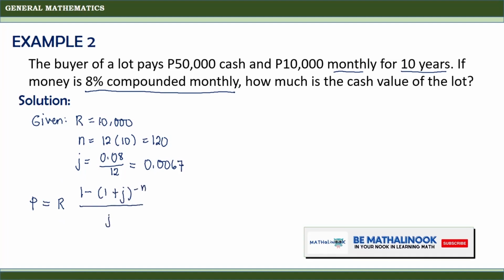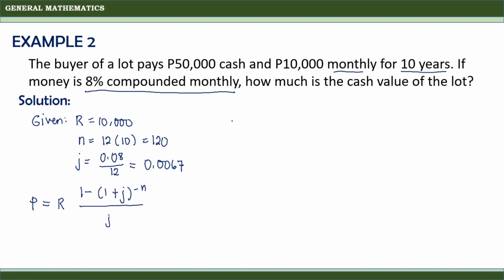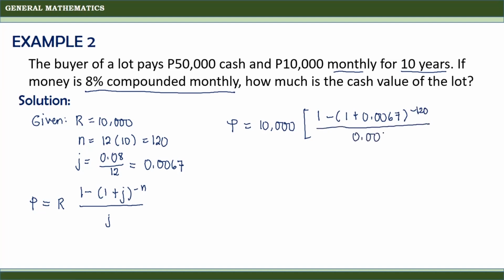Since we are now complete with our given, we will just need to substitute the values of r, n, and j on our formula. Hence, we will have P is equal to 10,000 times 1 minus quantity 1 plus 0.0067 raised to negative 120 all over 0.0067.